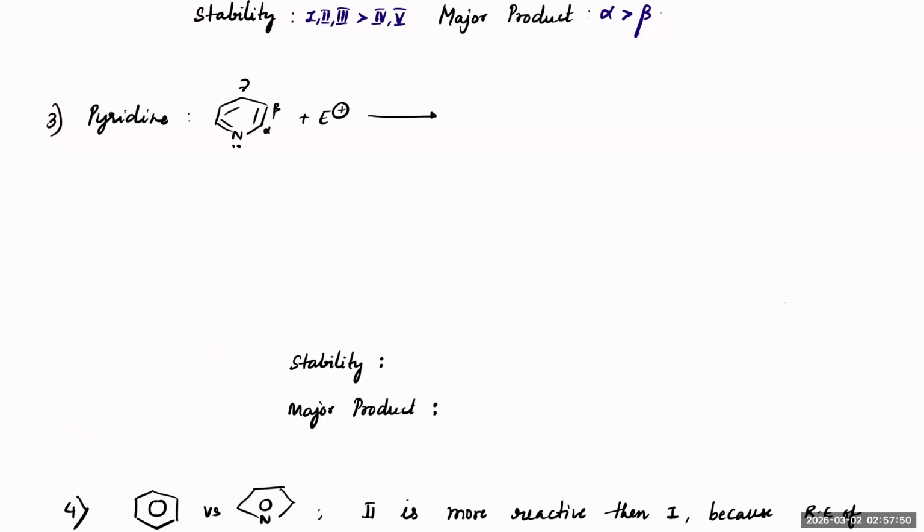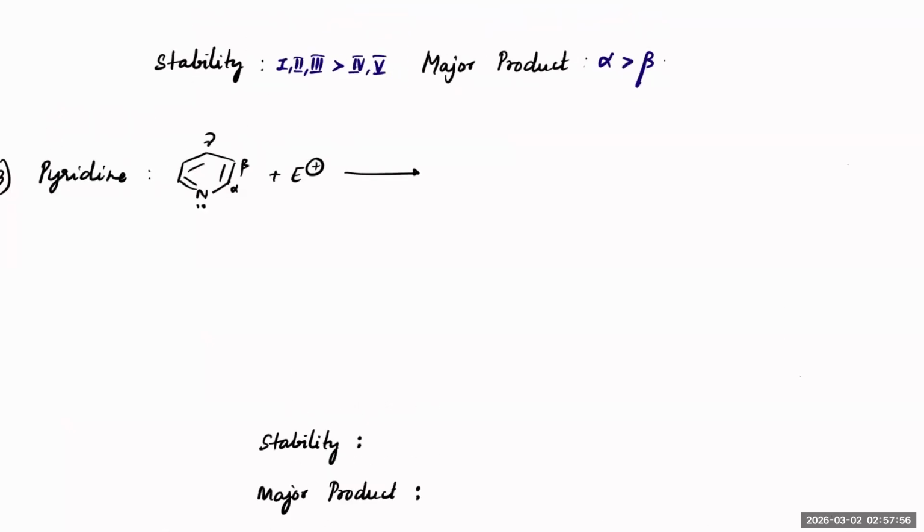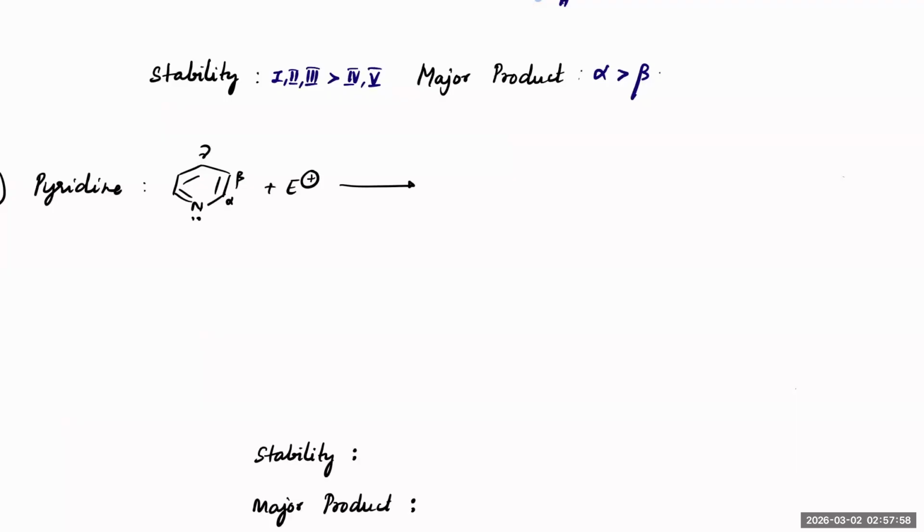Next is the case of pyridine. Check out what is happening in the case of pyridine. In pyridine, we have alpha, beta, gamma. So nitrogen with an electrophile here, with a positive charge here this way. This is when you have an alpha substitution.